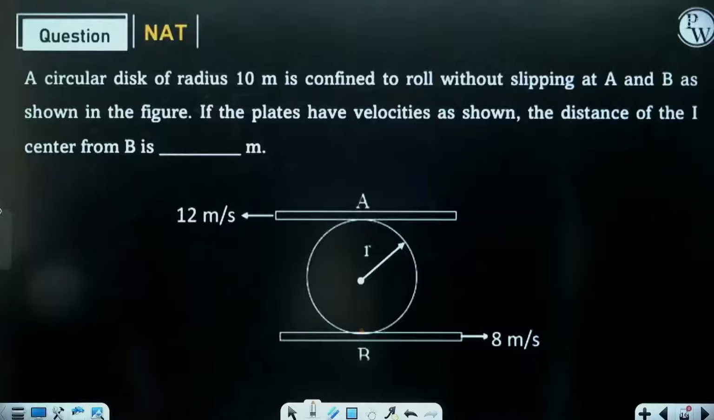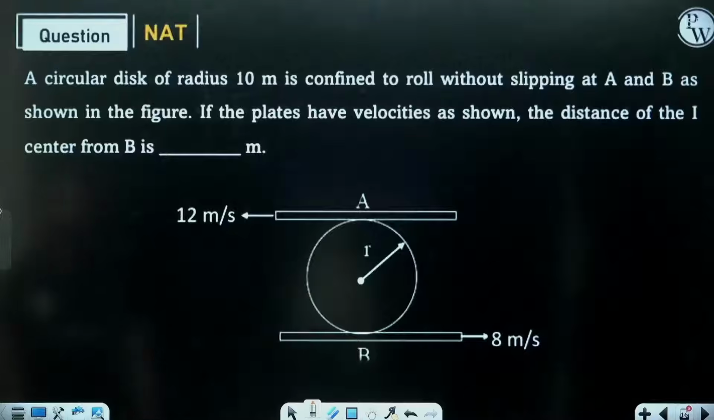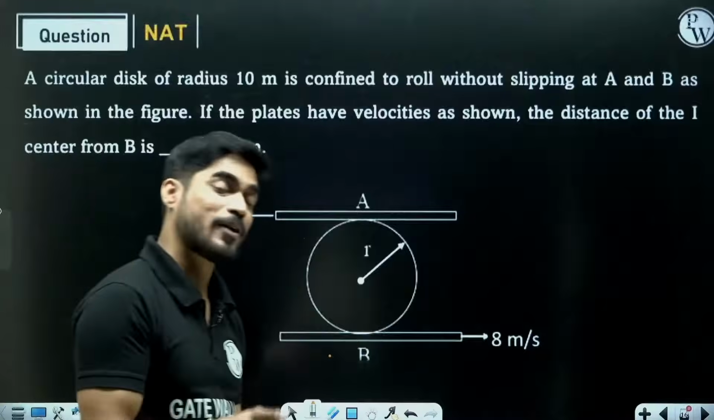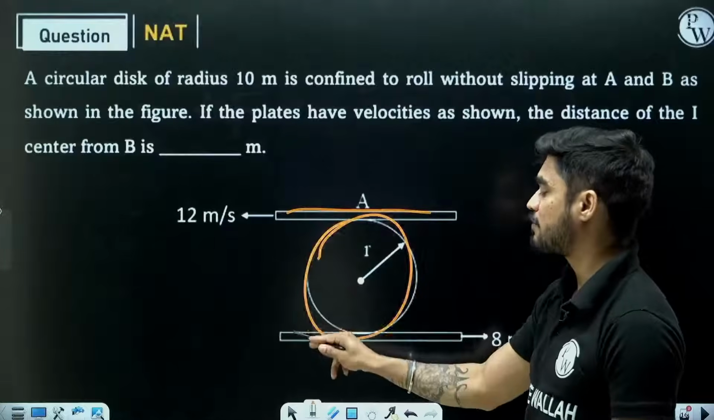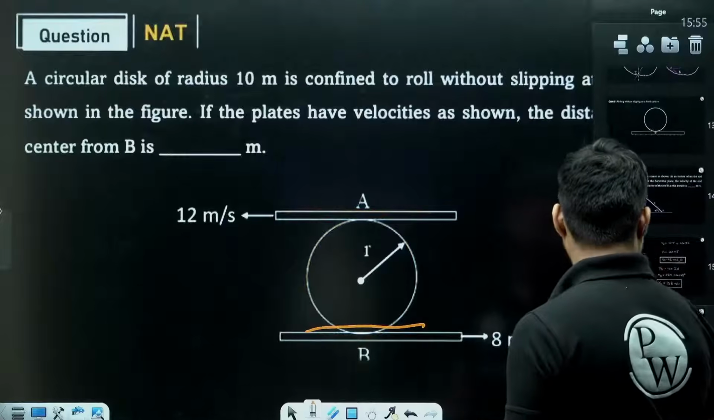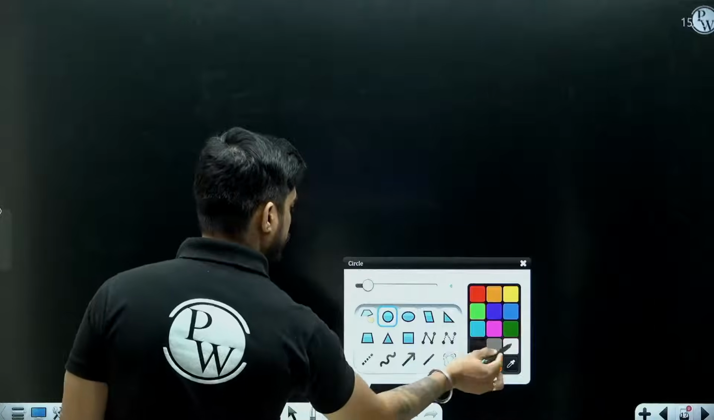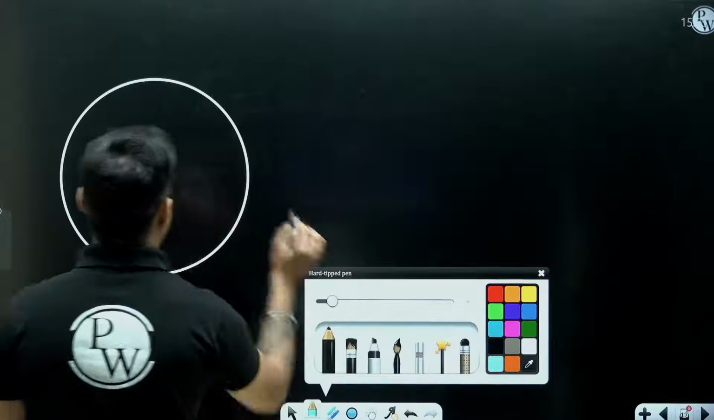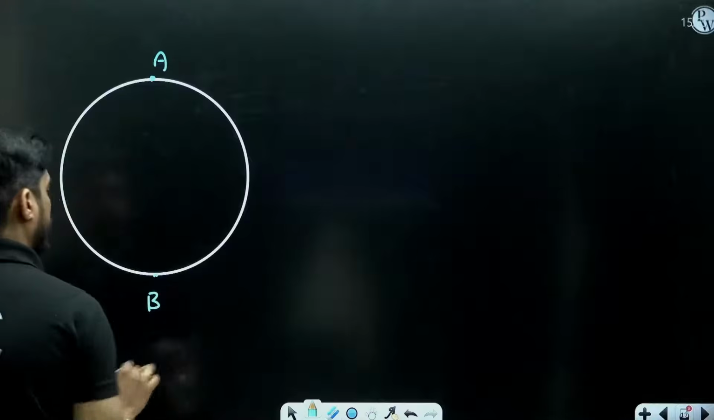Now understand, you might be thinking, arey, this is the question of rolling without slipping, so I center will be the point of contact. No, it is not case number 3. Case number 3 is rolling without slipping on a fixed surface. Here this wheel is rolling without slipping on moving surfaces. So here beta, you will not apply case number 3. Understand? Let's say this is your wheel. Okay. This is point number A and this is point number B. Now understand.